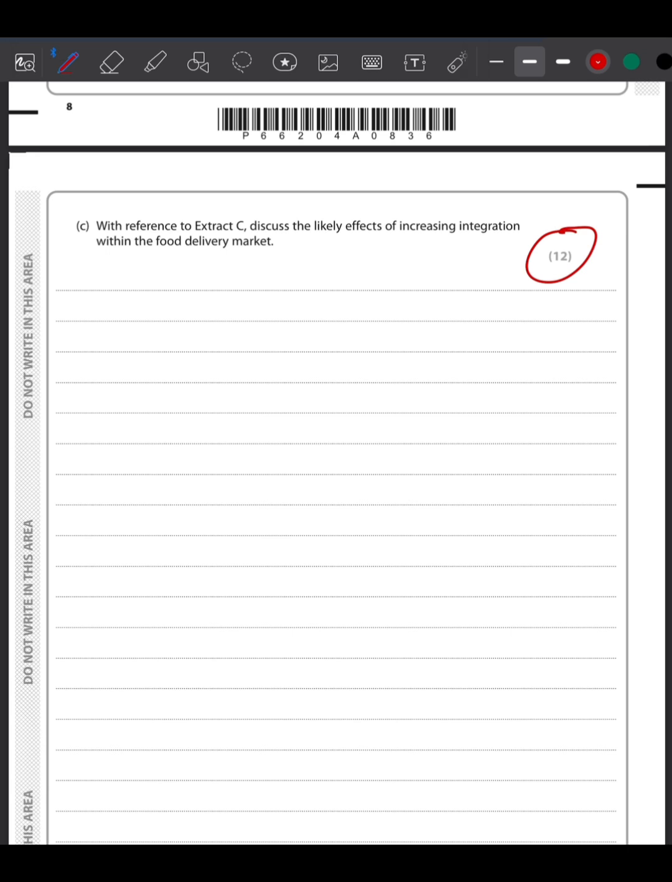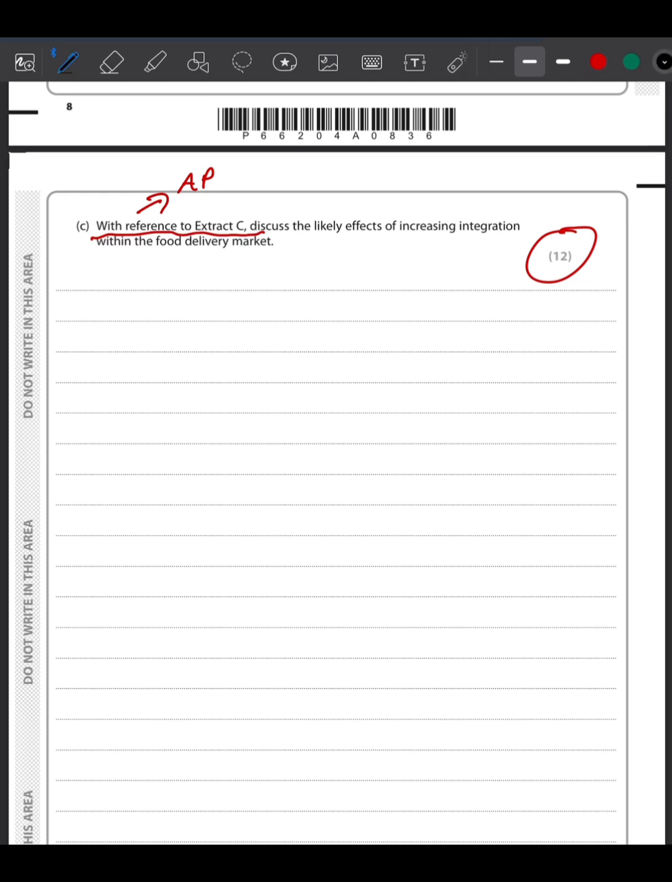So, the question is with reference to extract C. So, we can tell that the application for this question is going to be from extract C only. Discuss the likely effects of increasing integration within the food delivery market.